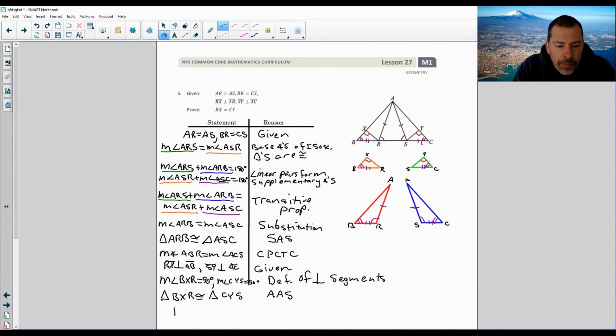Now I can get right to my BX equals CY. That's what we're trying to prove. BX is a side in a congruent triangle setup. BX equals CY because corresponding parts of congruent triangles are congruent. And we have proved BX equals CY.